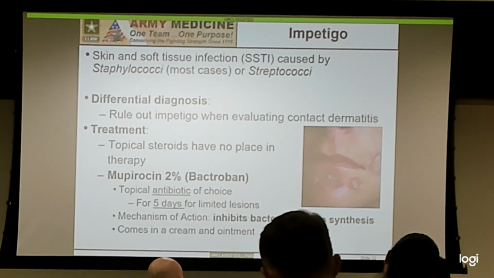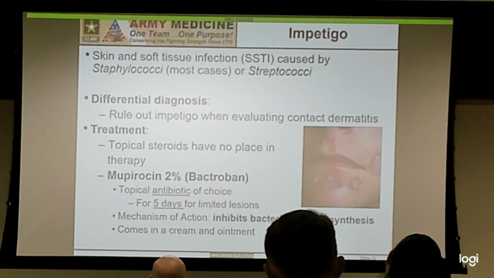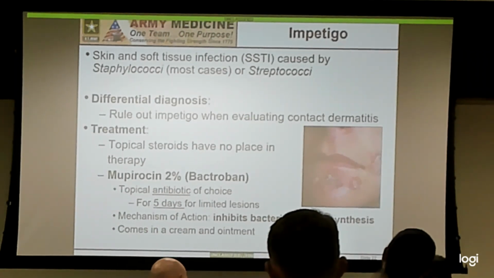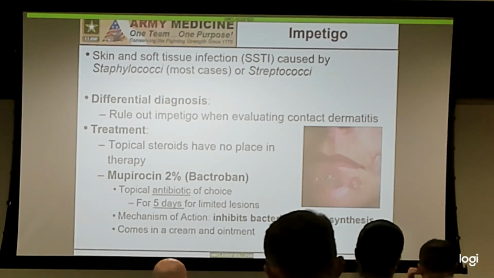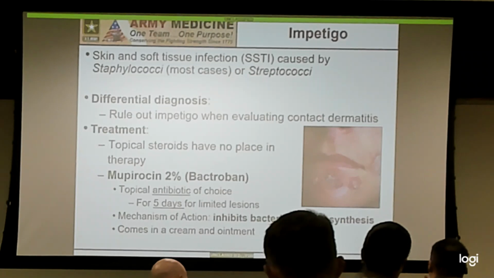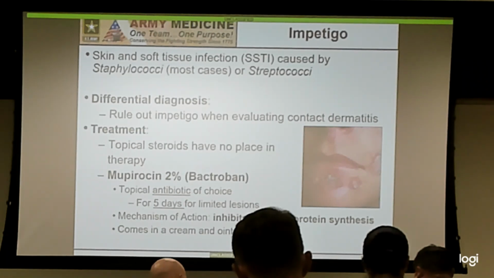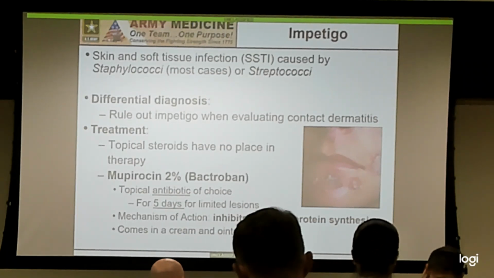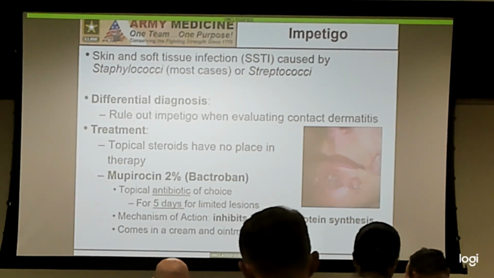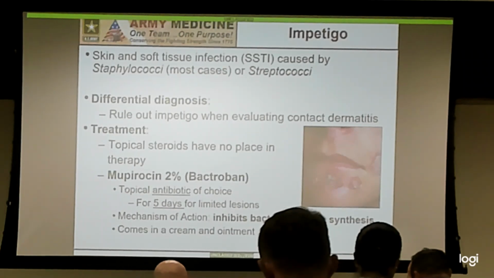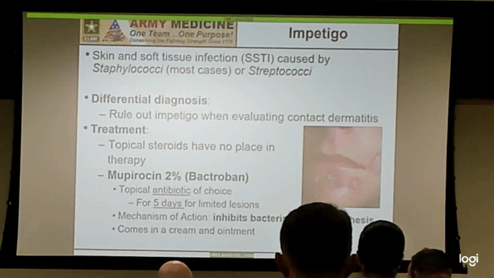Skin and soft tissue infection, y'all didn't think you were going to hear about that no more, huh? Okay, your staph and your strep. Make sure that you're ruling out the impetigo when you're trying to figure out what's going on with the patient, okay? If they have impetigo and it's not contact dermatitis and you give them a topical steroid, it's not going to work, okay? Because we're trying to treat a bacterial infection at this point. So that is why you have your mupirocin 2% or your Bactroban that you would be using for 5 days for those lesions. Inhibits our bacterial protein synthesis.